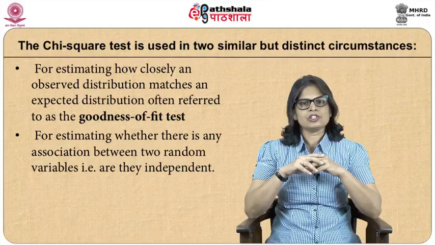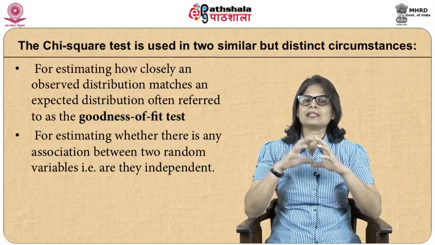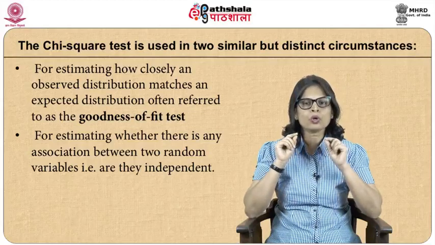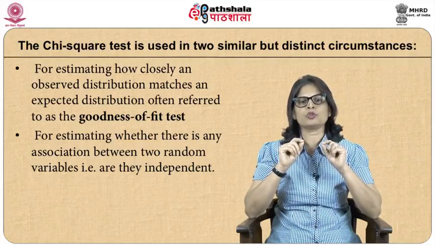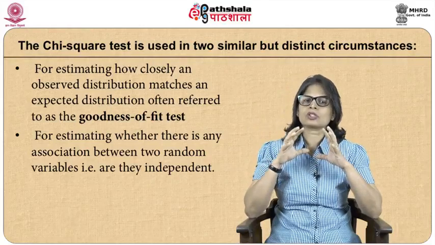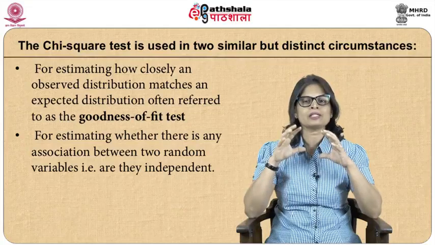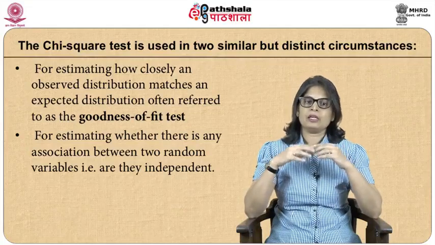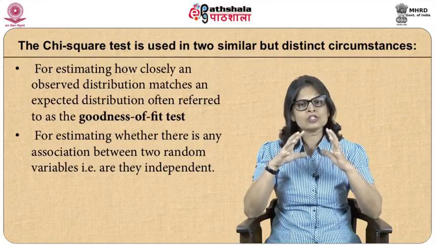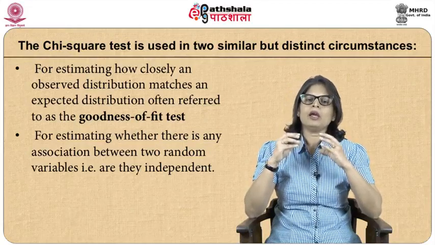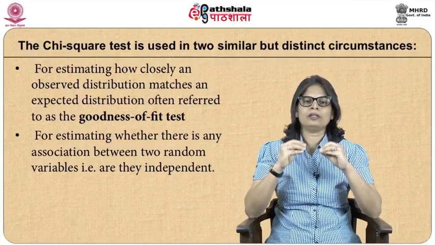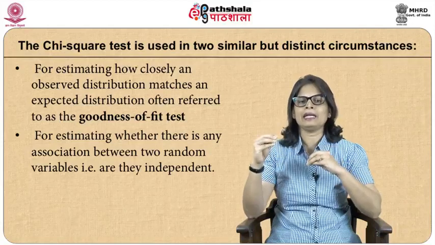The chi-square test is used in two similar but distinct circumstances. Firstly, for estimating how closely an observed distribution matches with the expected distribution. This is often referred to as the goodness of fit test. Secondly, for estimating whether there is any association or relationship between two random variables. In other words, whether they are independent or dependent on each other.